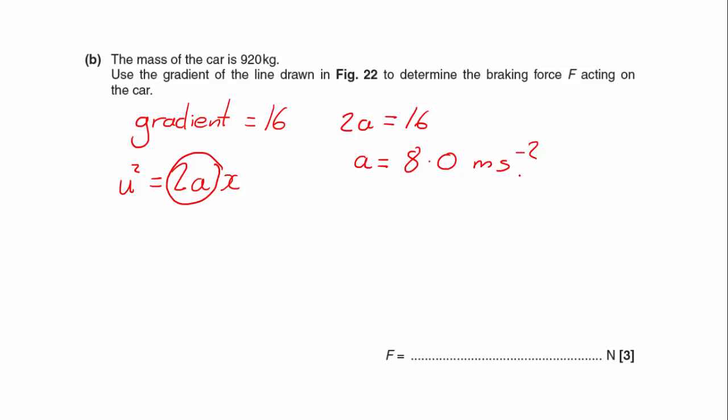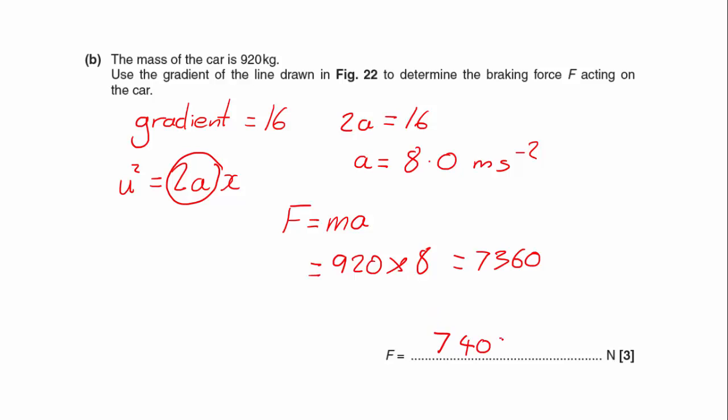meters per second squared. And now we just use F equals ma and substitute in for the mass of the car, 920 kilograms, multiplied by my 8 meters per second squared. And that gives me an answer on my calculator of 7360. So going to probably two significant figures, I would say 7,400 newtons.